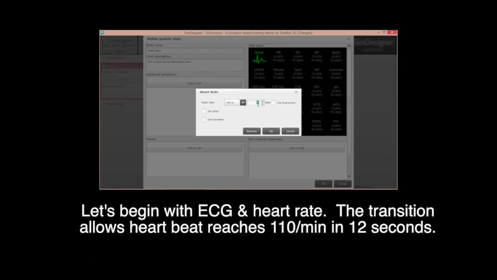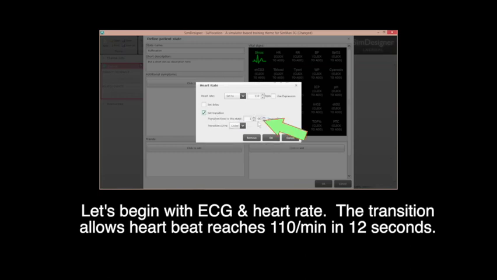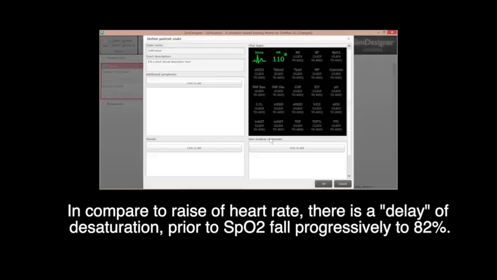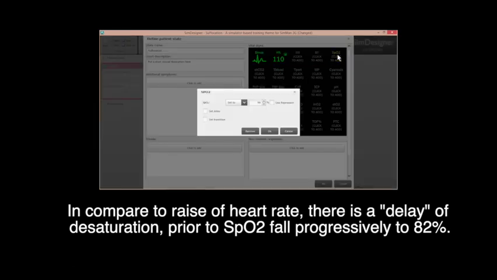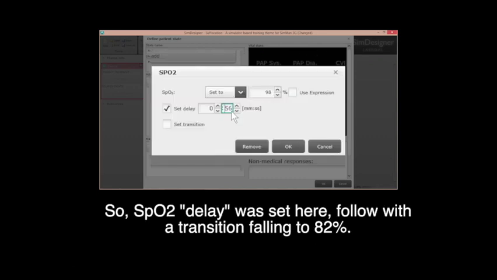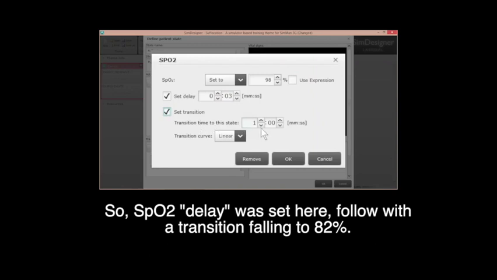Let's begin with ECG and heart rate. The transition allows heartbeat to reach 110 beats per minute in 12 seconds. Compared to the raised heart rate, there is a delay of desaturation prior to SpO2 falling progressively to 82%. So the SpO2 delay was set here, followed with a transitional fall to 82%.